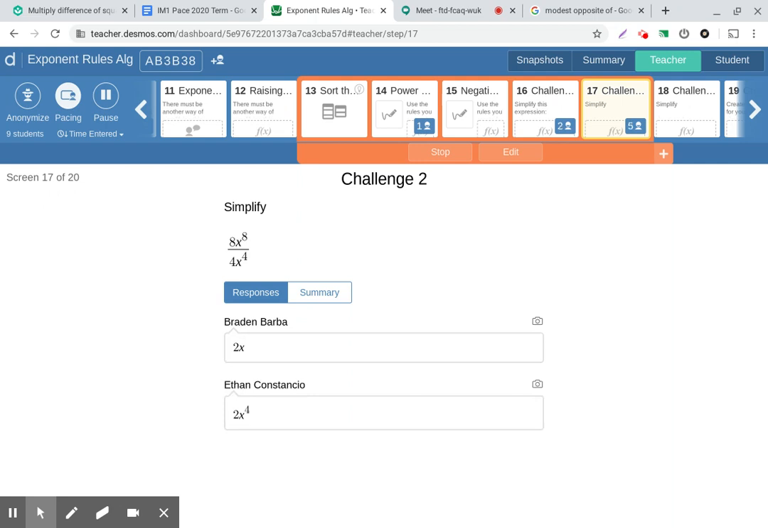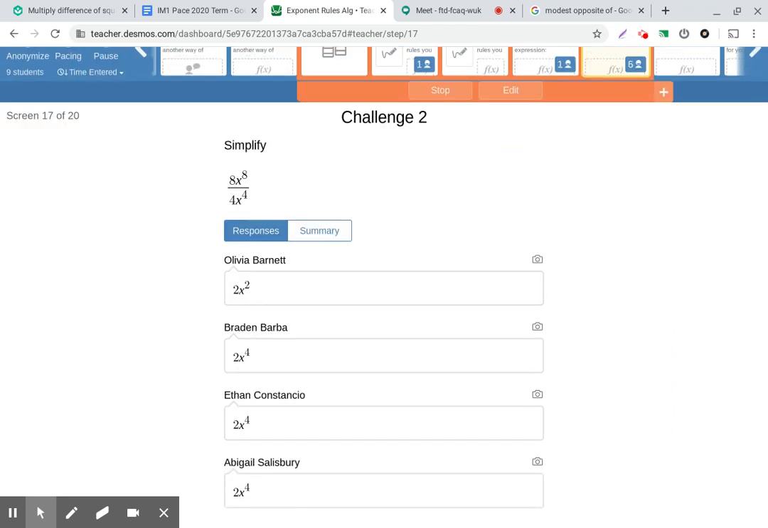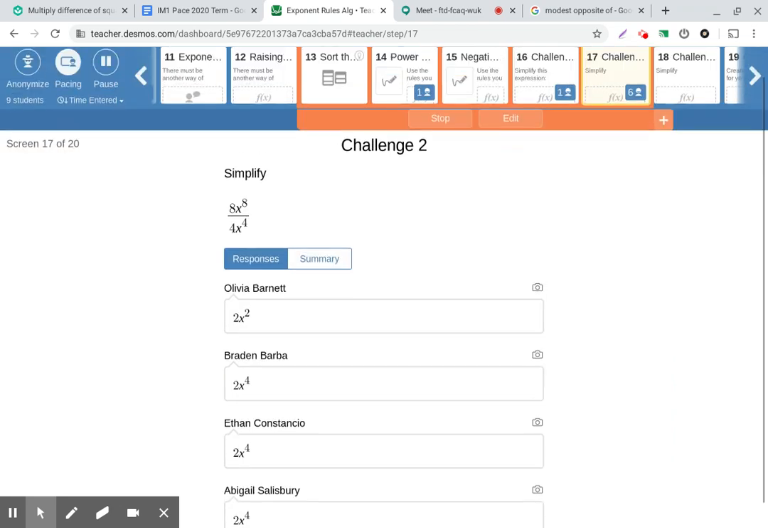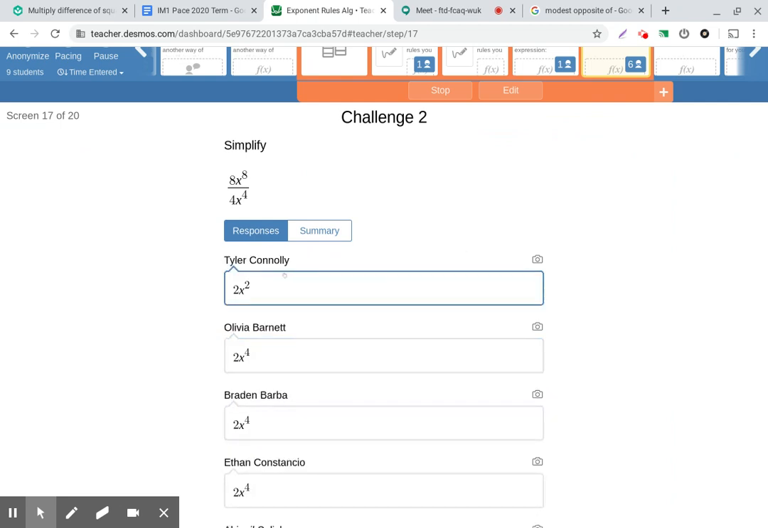There we go. Ethan was number 1 in the race. Braden's number 2. Abby's done. Wait, did I do it first? Is that what it means? No, sorry, it was Ethan. Yeah, that was first. Sorry. Oh, no, it's alphabetical. No, Ethan was first. It's alphabetical by last name.